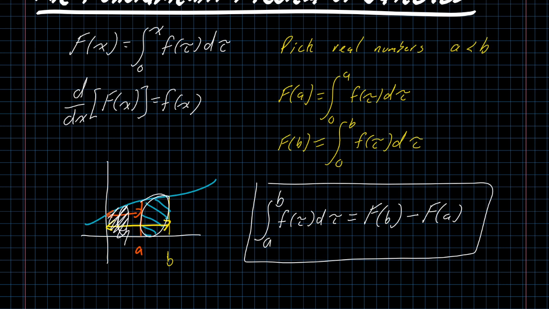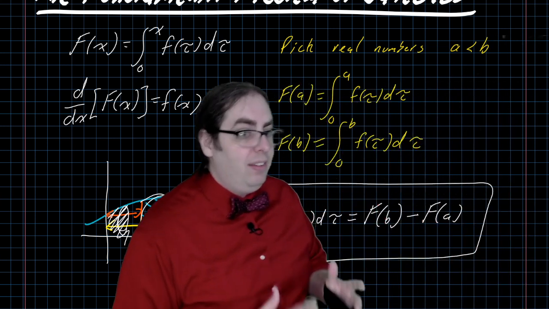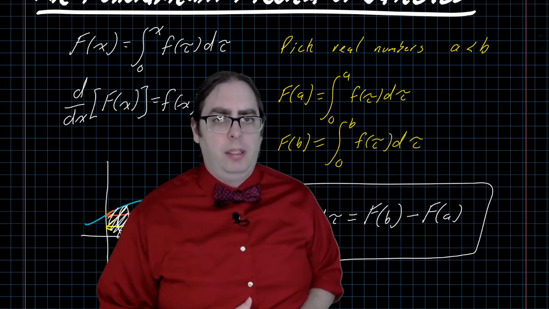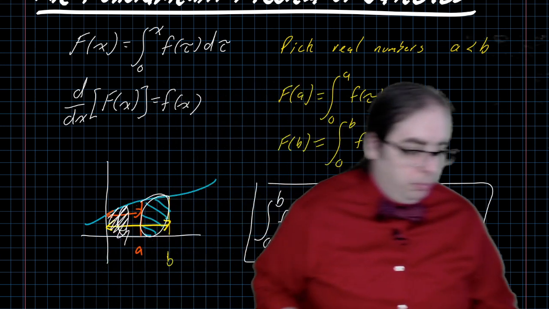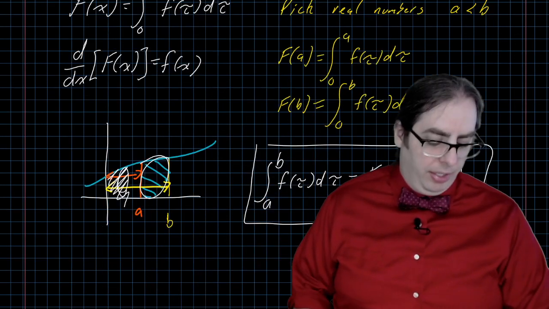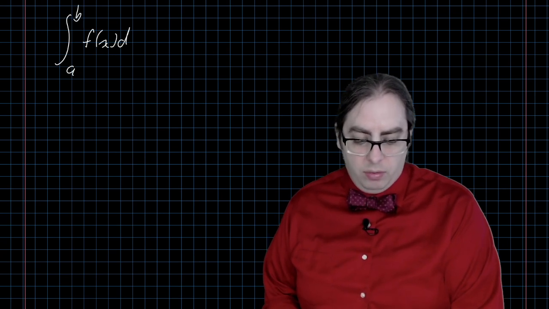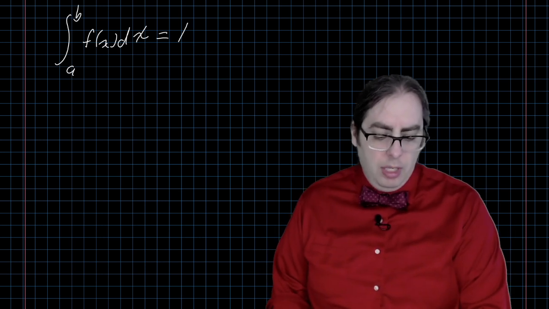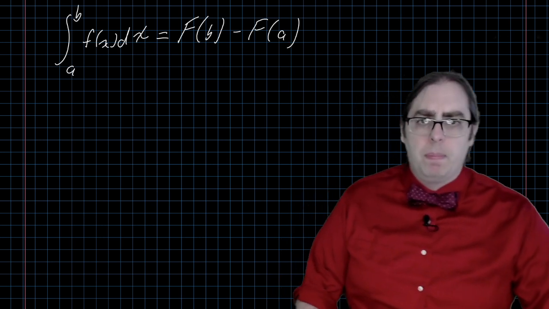This expression is also known as the fundamental theorem of calculus. It is the same theorem, just rearranged a little bit. I did a little bit of algebra. But look at this. The integral from a to b of f of x dx, because it was just a dummy variable, I could use x, I could use tau, I could use whatever I want, but it's big F of b minus big F of a.